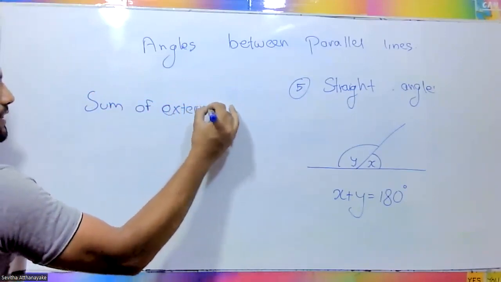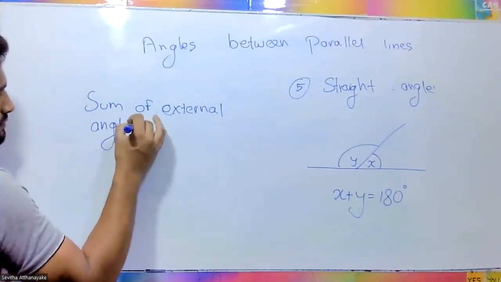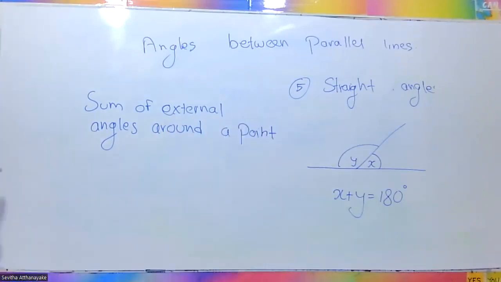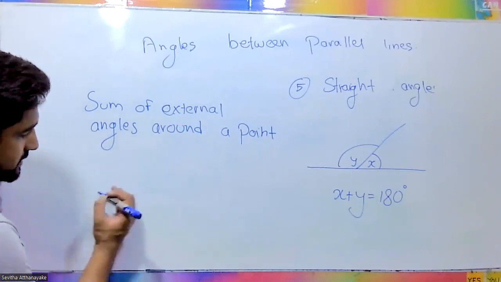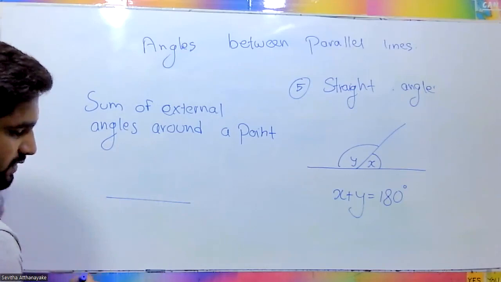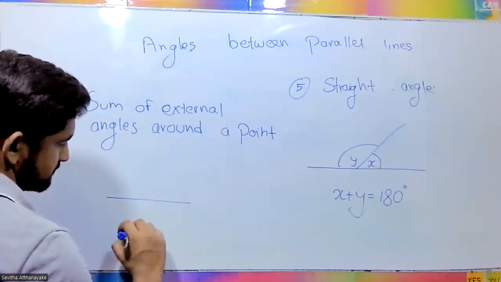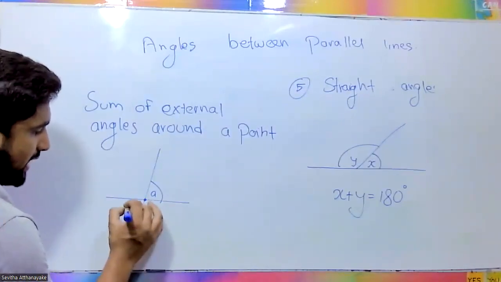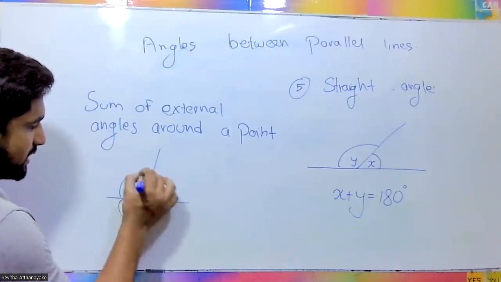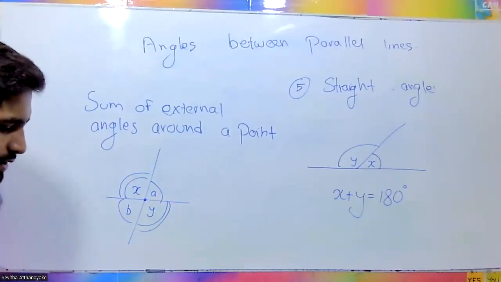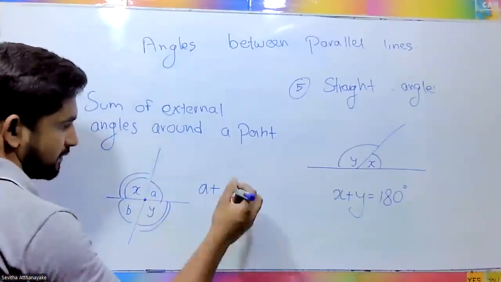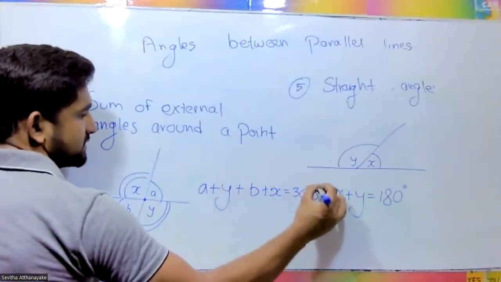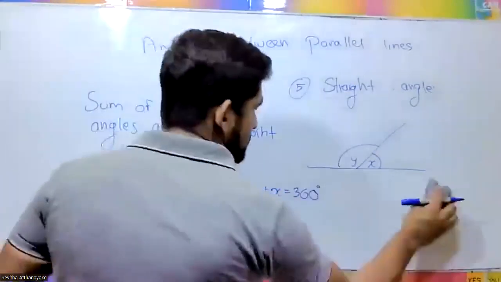External angles around a point. Now here, if we have something like this, let's take A and B, X and Y. Here, A plus Y plus B plus X equals 360 degrees. Write down this also.